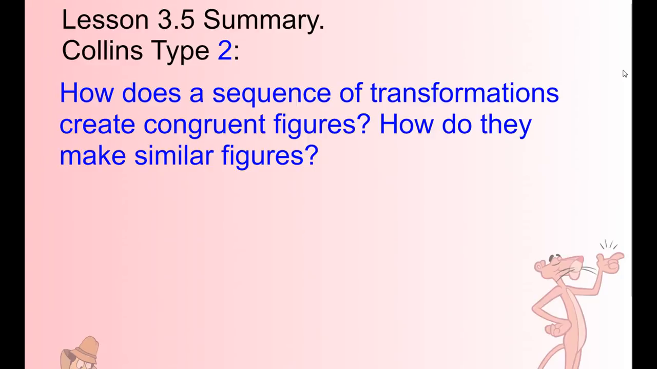So think about the difference between those two. How could a sequence of transformations make two figures that are congruent? And how could a sequence of transformations make two figures that are similar? Go ahead and pause the video if you need the question a little bit longer.